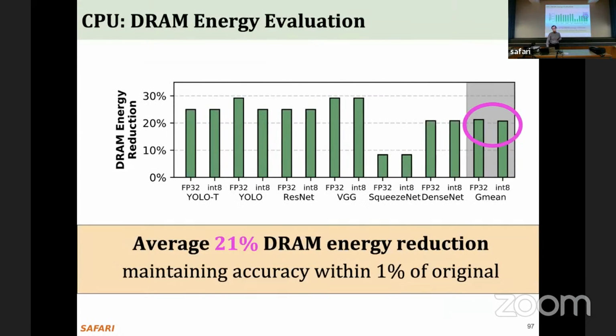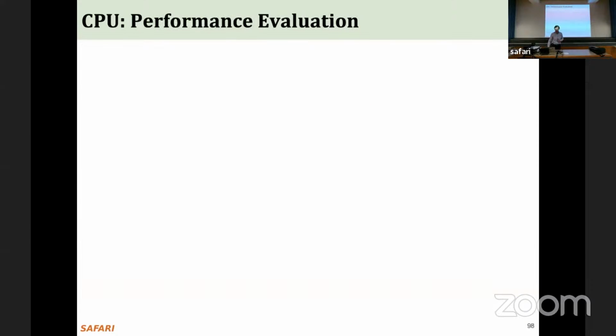It turns out this improves energy significantly. It's a trade-off between energy and accuracy. The paper has more results, but if you are tolerant of a little bit of accuracy loss, you get a lot more benefits. So you get 21% DRAM energy reduction while maintaining accuracy within 1% of the original network.